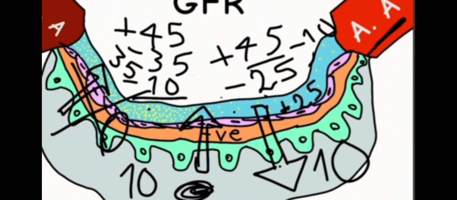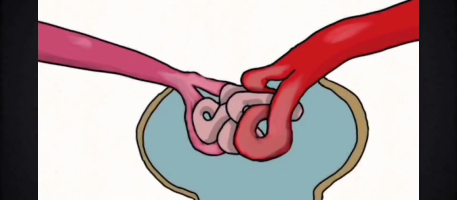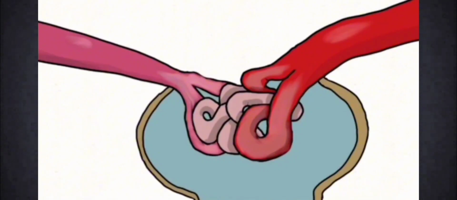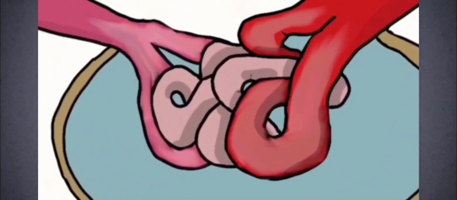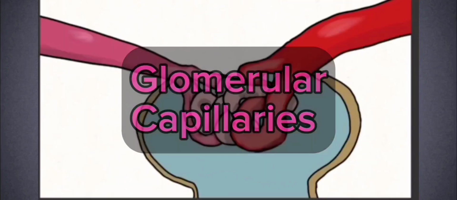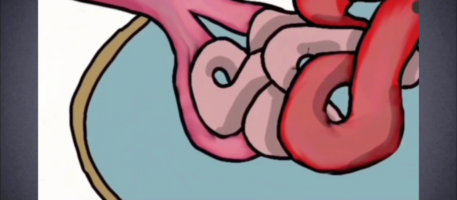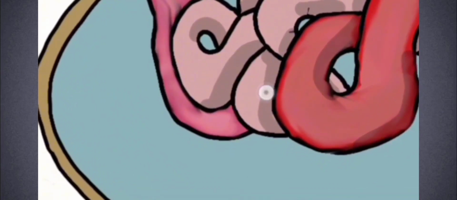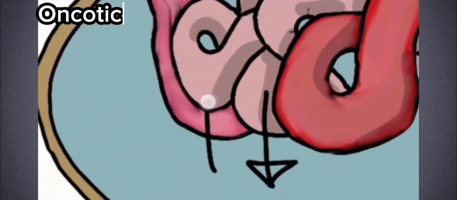In the next part, we will explore the abnormal conditions that can affect these pressures, and ultimately the glomerular filtration rate. In this part, we are diving into the factors affecting the glomerular filtration rate. We are focusing on the glomerular capillaries. As you know, the capillaries involve 2 main forces: hydrostatic pressure, which favors filtration, and oncotic pressure, which opposes filtration.